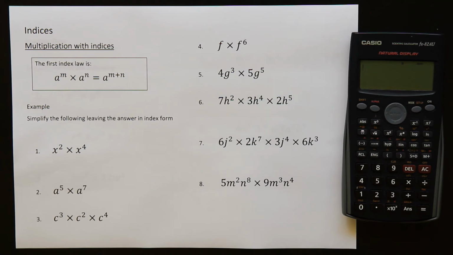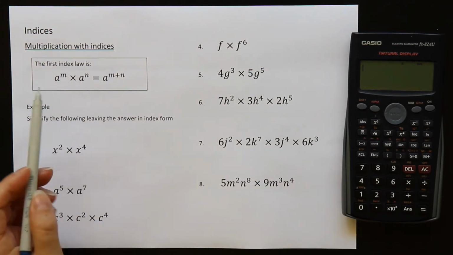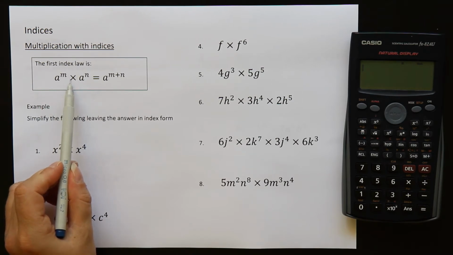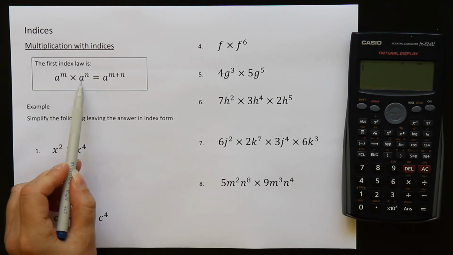Today I'm starting a new series of lessons on indices, and we're going to be going through the index laws. The first index law is to do with multiplication of indices, and this is the law written here. To do these laws, you must always have the same bases. You can see both of these have a base of a, so the bases are the same.